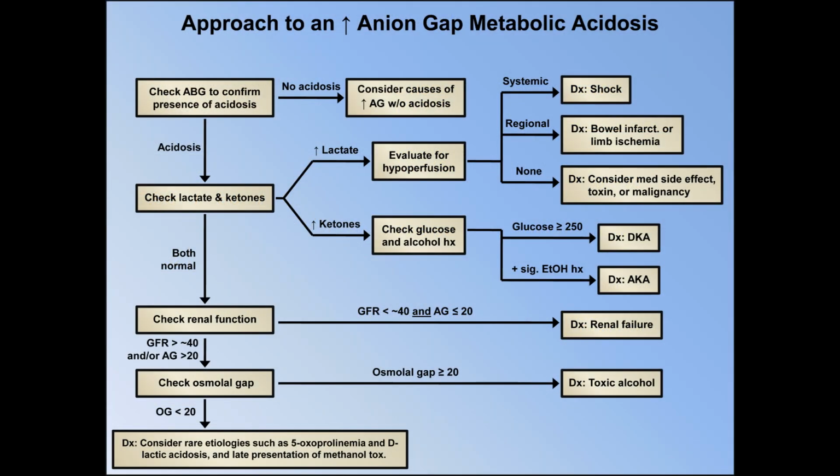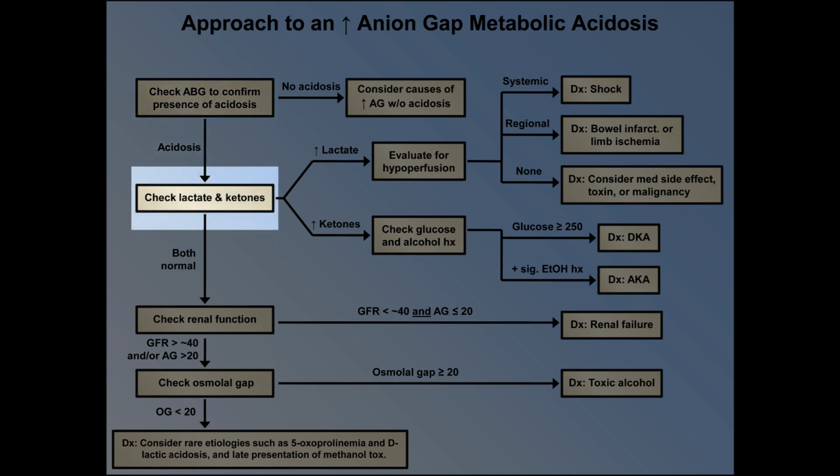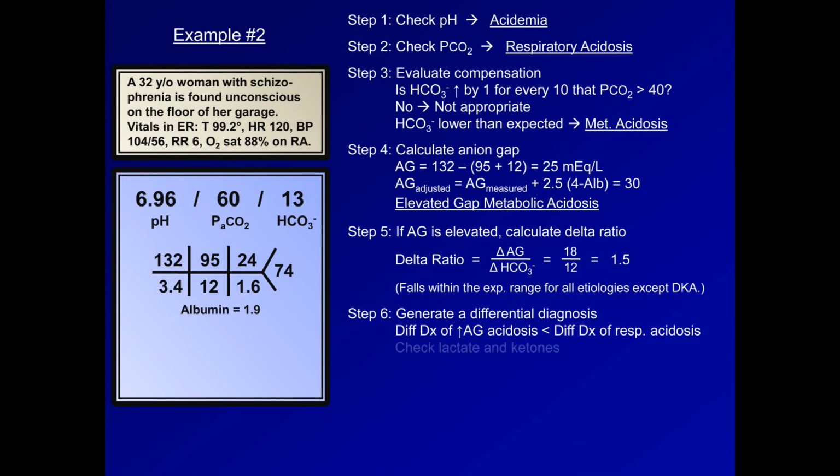As with the last example, we have confirmed the presence of an elevated anion gap, so the next step is to check lactate and ketones. Going back to the patient, lactate is minimally elevated at 2.1 and ketones are negative. Given the severity of the acidosis, it seems unlikely that the near normal lactate is responsible.